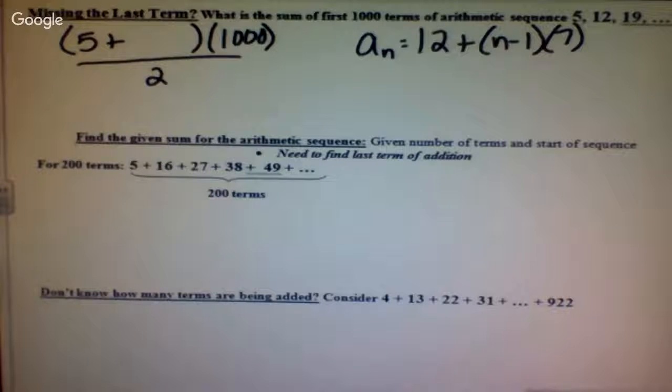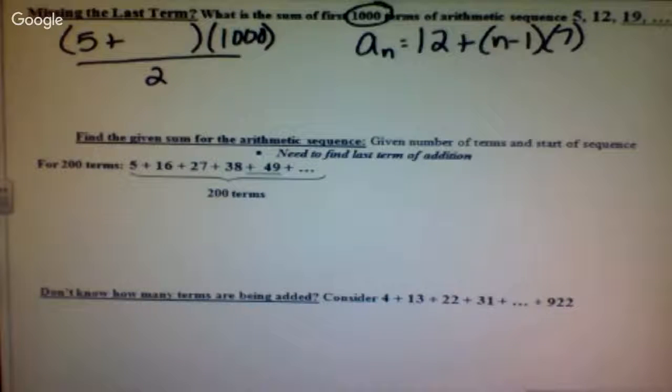Wait. Why did you use 12 instead of 5? Because remember, it's a sub 1, which is the second number in the series. Remember, your series always starts P sub 0, P sub 1, P sub 2. So it's always going to be the second number.